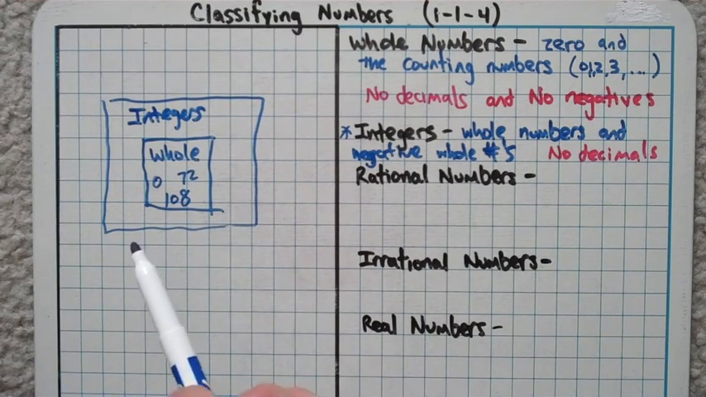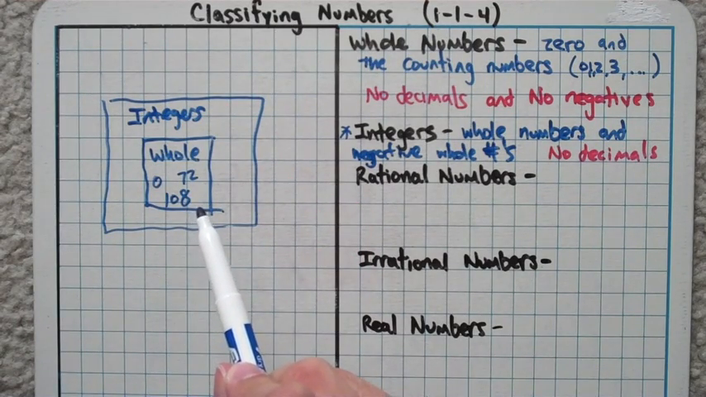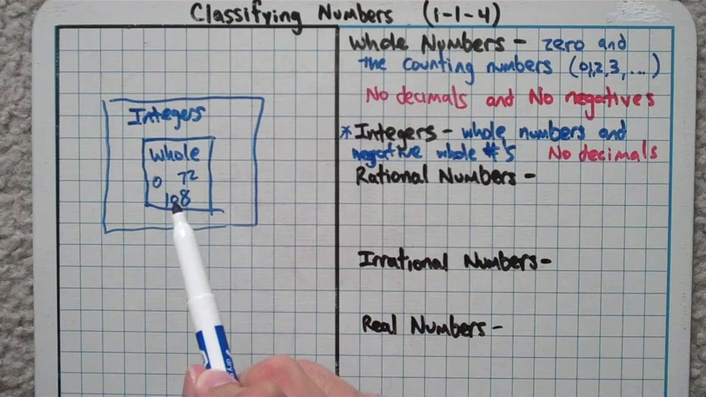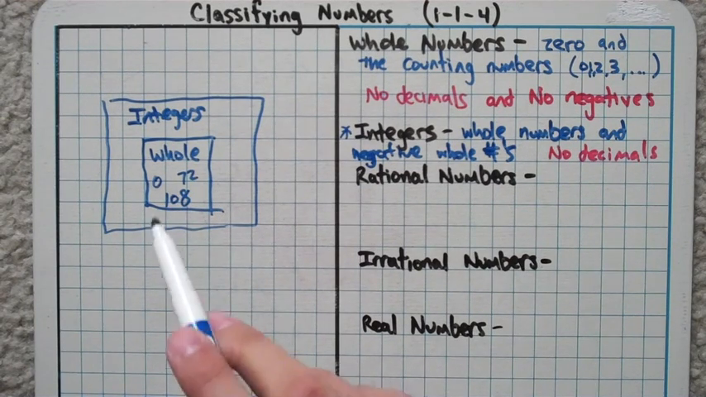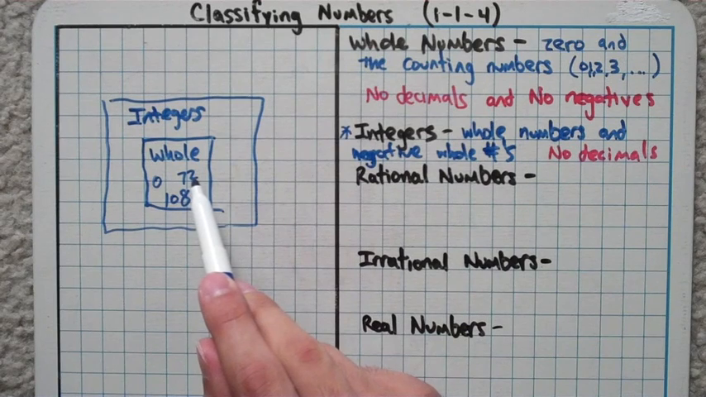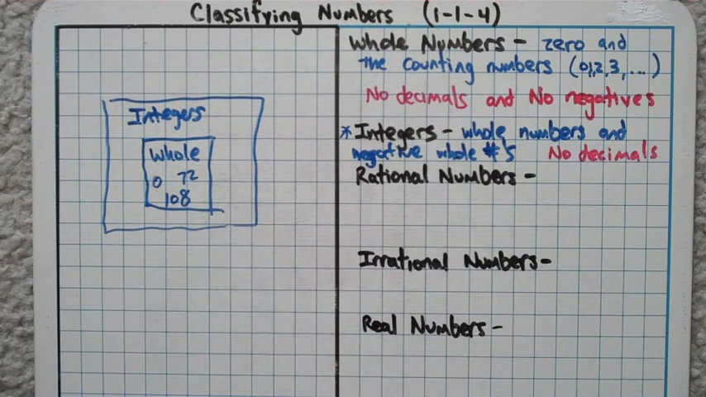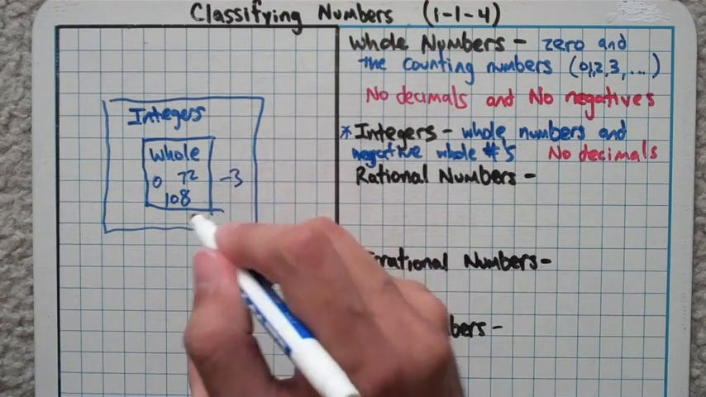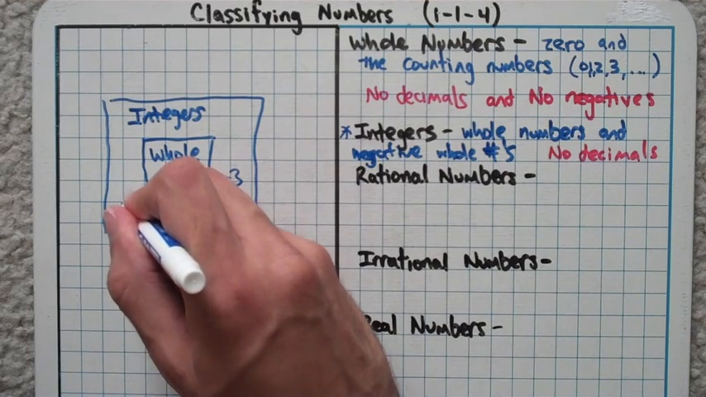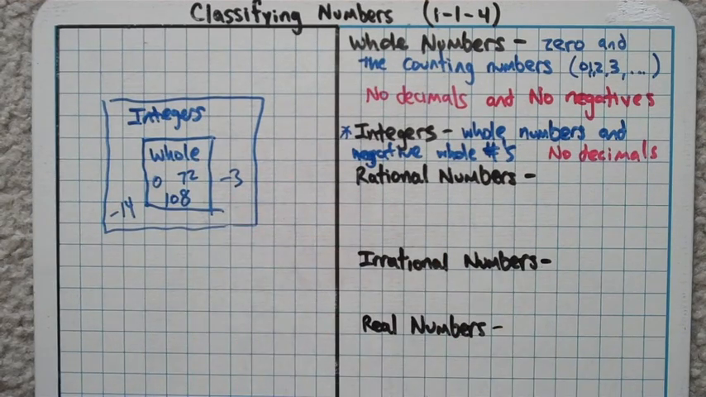So notice that all of the whole number box right here is inside of my integer box as well. That's because all whole numbers are still integers. So if I look at like my 72 right here, it's in the whole number box. It's also inside of the integer box too. The thing I'm going to put in the outside of my whole number box, but inside my integer box, are numbers that are integers but not whole numbers. So that basically would be my negatives. I'll put like a -3, -14. Just get a couple examples down right there.